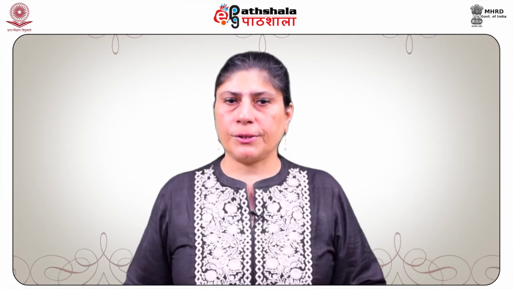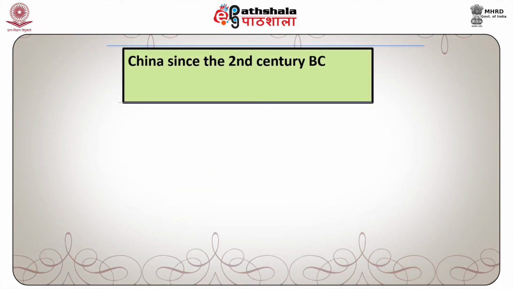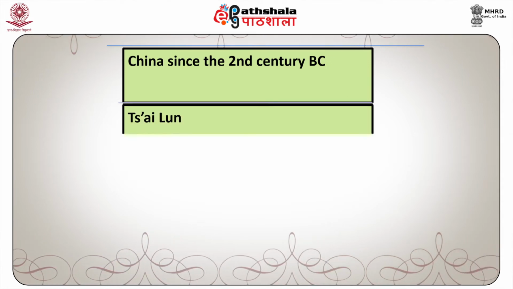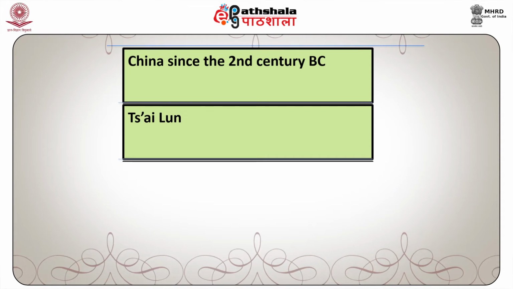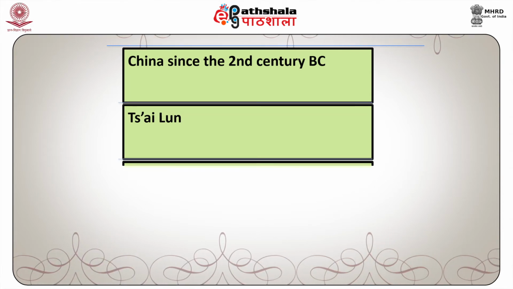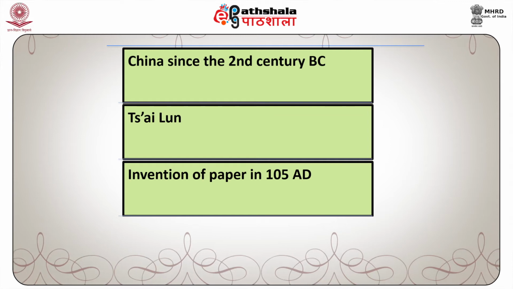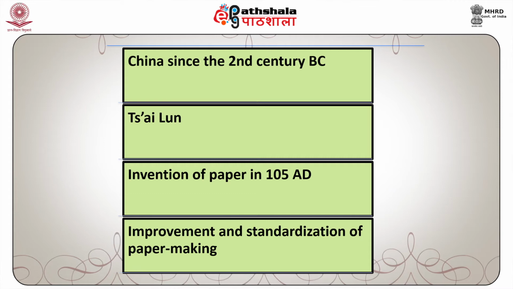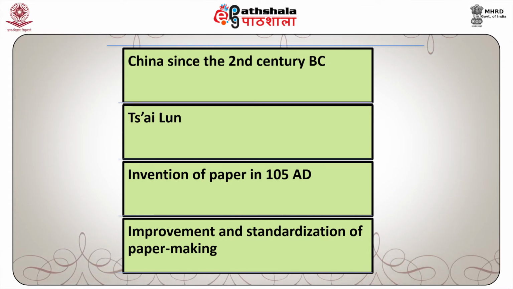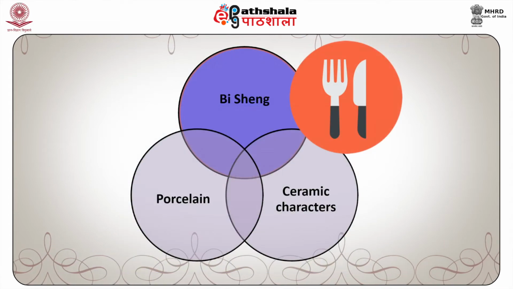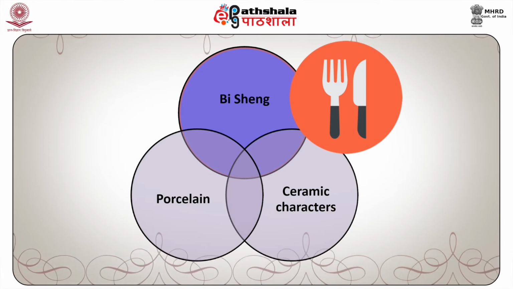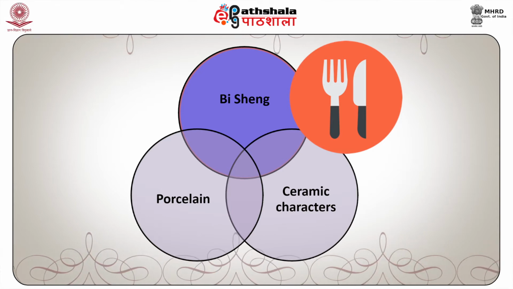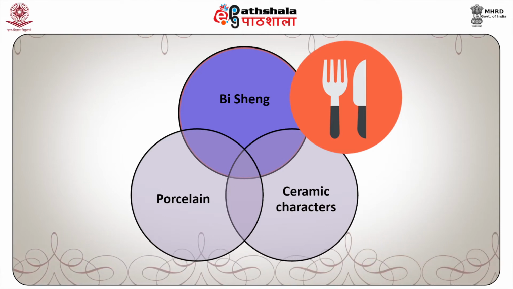Though early forms of paper had existed in China since the 2nd century BC, it was Cai Lun, a Chinese official, who is attributed with the invention of paper in 105 AD along with significant improvement and standardization of the paper making process. Bai Sheng, a Chinese peasant, developed the world's first movable type between 1041 and 1048 AD during the Song dynasty.